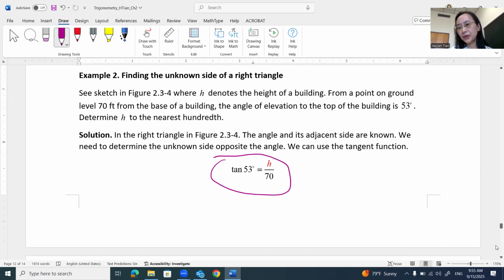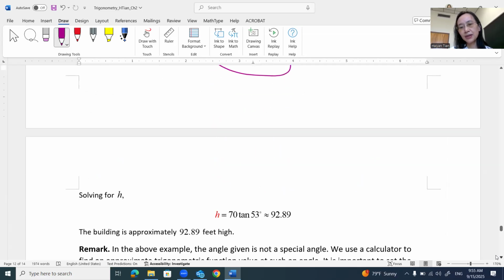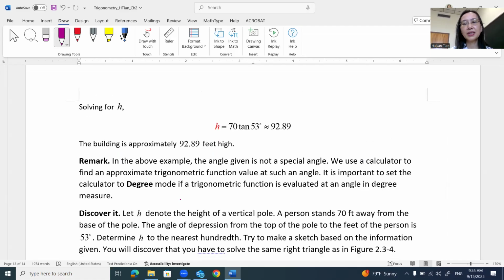And tangent 53, 53 is not a special angle, so tangent 53 will be a quantity involving decimal places. And then 70 times that quantity is approximately 92.89 feet. Because 70 is the distance in feet, we get the height of the building is approximately 92.89 feet. That is how high it is.